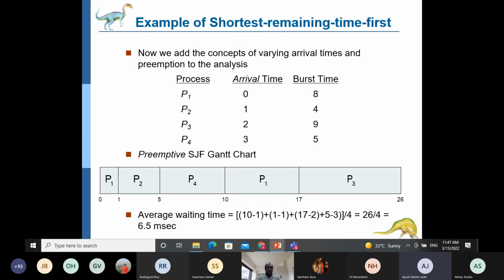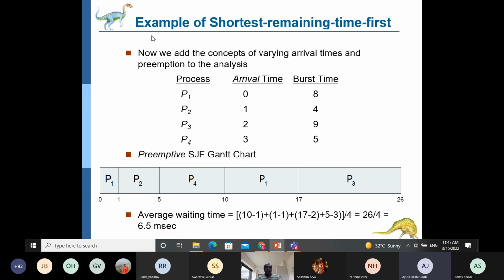The next one is the shortest remaining time first. So far, whatever we discussed are non-preemptive scheduling. Even the shortest job first, and even the shortest next CPU burst, all these things are non-preemptive schemes.